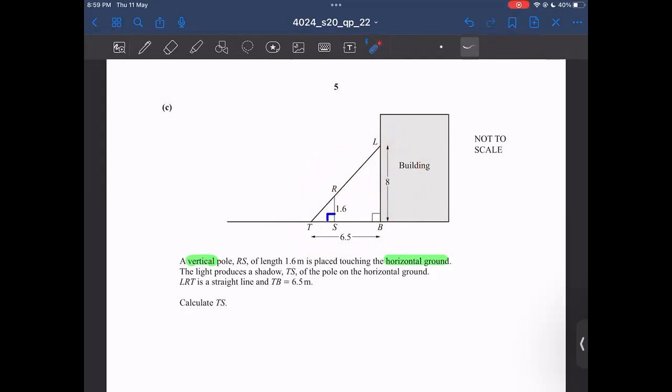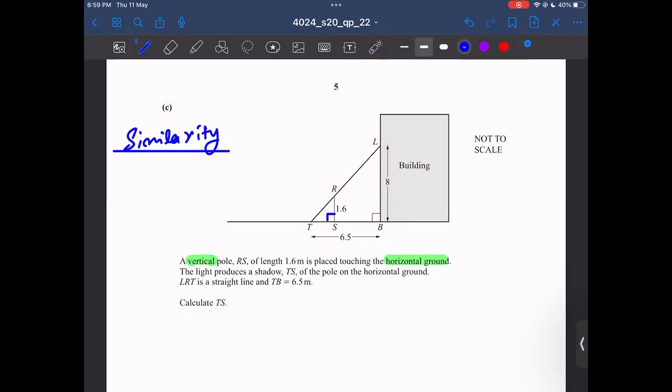Whenever you have a small triangle made by a line that is parallel to the larger triangle, right? So this RS is parallel to the LB. So obviously you can make a reference of similarity here.